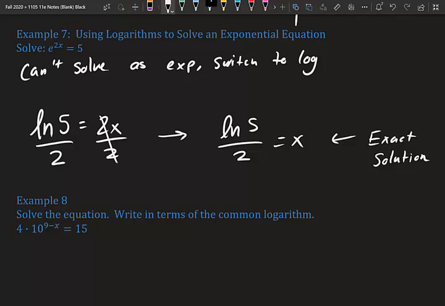Plug it into your calculator, that'll give you the approximate answer. If you plug it into your calculator, you get 0.8047, and that is our approximate answer.